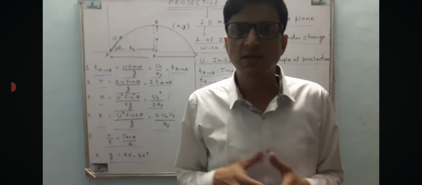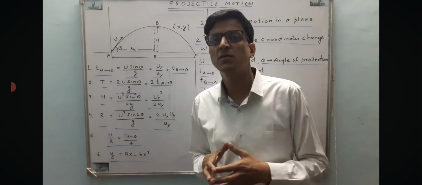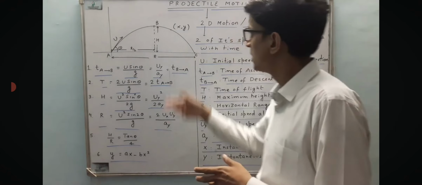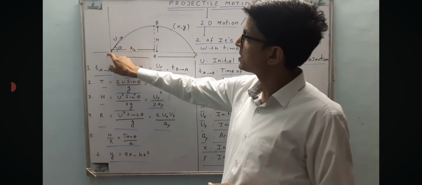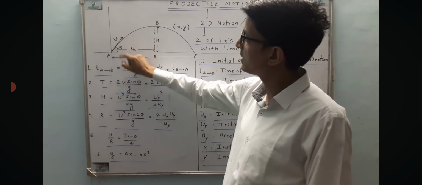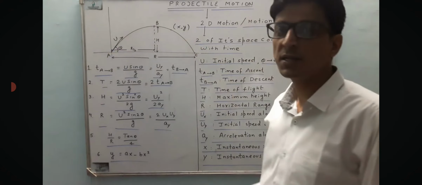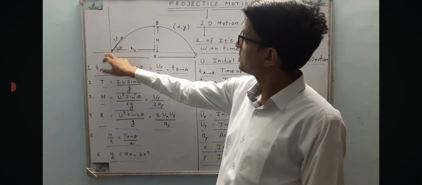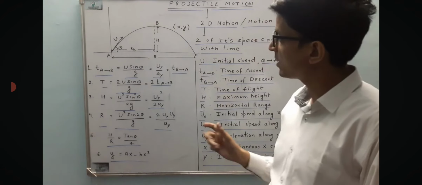There are certain parameters related to projectile motion. So let's look into the things with proper perspective. Let's suppose that I project a projectile from point A with an initial speed u, making an angle theta with the x-axis. It follows a parabolic path and finally reaches C. So let this point be A, this point be B, and this point be C. So I define certain parameters over here.